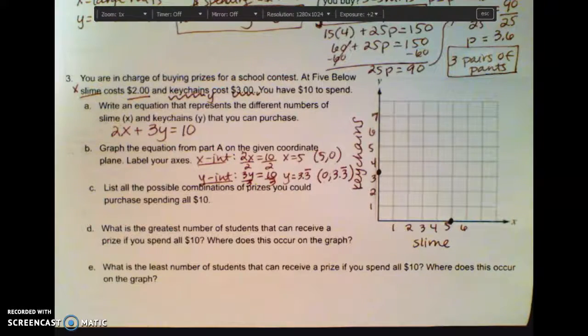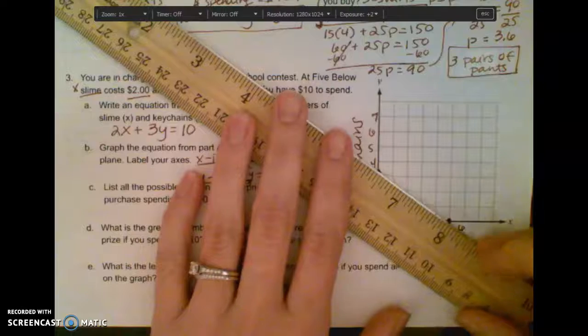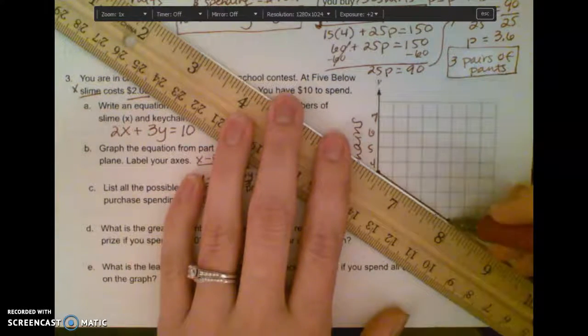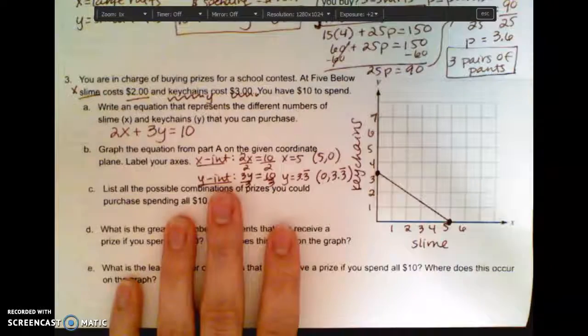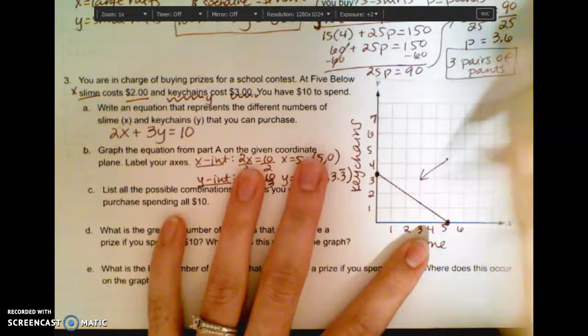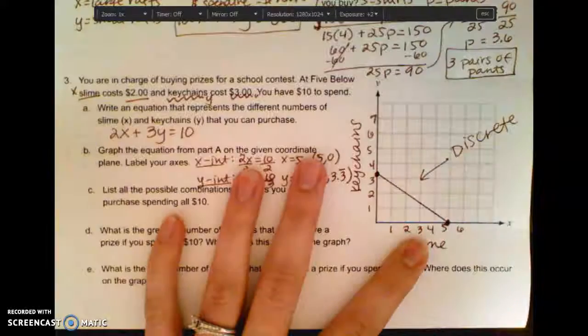All right, we graphed our intercepts. Now we need to draw our line between them. So here's our graph, and let's talk about continuous and discrete. Can I buy partial containers of slime and partial keychains? No, definitely not. So that means let's give ourselves a note saying this is actually discrete.